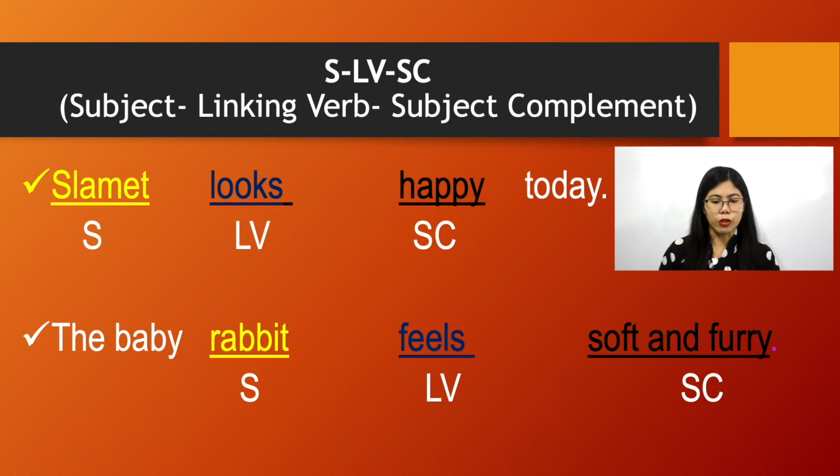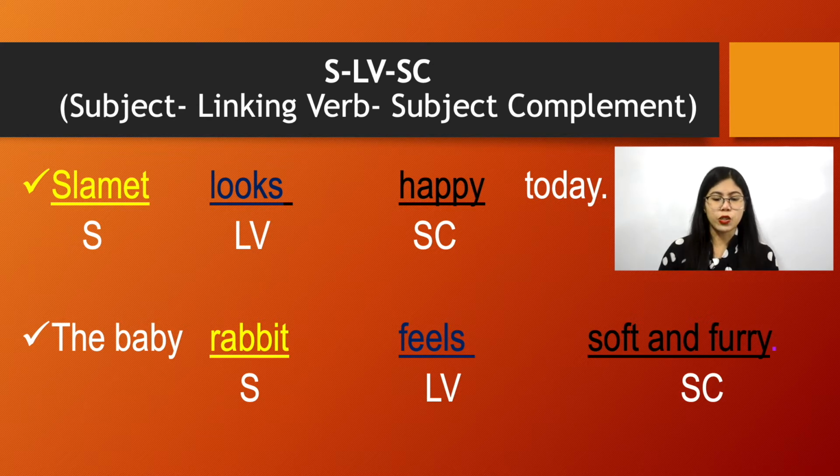Next example, the baby rabbit feels soft and furry. Our subject here is rabbit because it is the one being talked about in the sentence. If we are going to ask, what feels soft and furry? The answer is the rabbit. So it is correct that it is our subject. Now, our linking verb here is the word feels. Why do you think it is our linking verb?